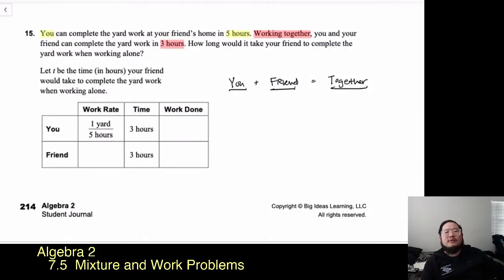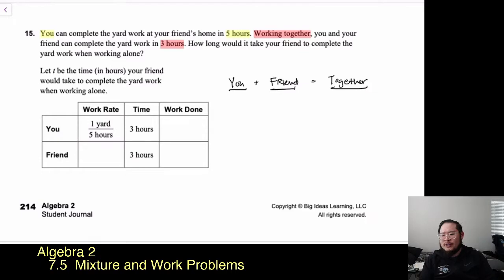So to finish up 7.5, we're going to take a look at two types of word problems, and they are these mixture and work problems. Now, if you saw the end of 7.5 the other day, then you're going to take a look at this work problem and already kind of know what's going on. But here we go. Let's do it again.